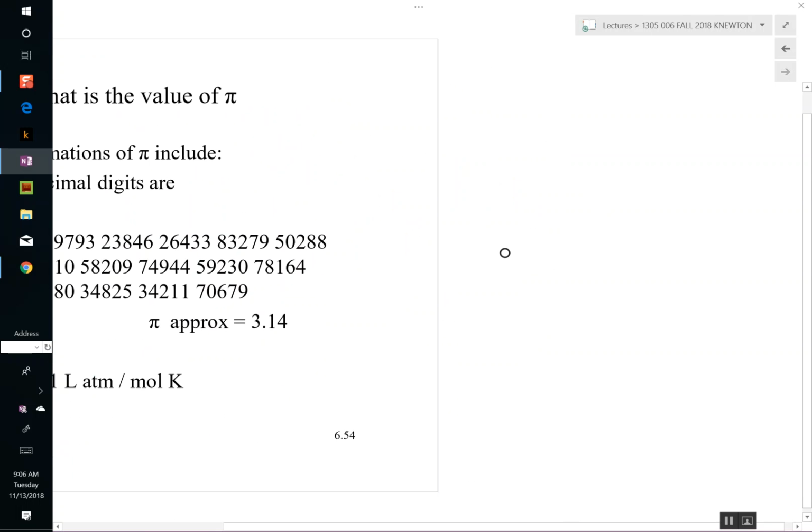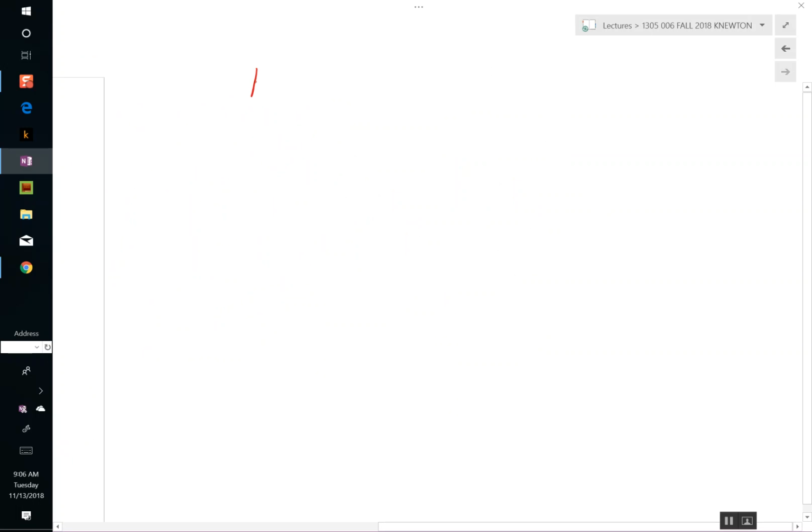So, the next unit, module 9, has to do with solutions, and an important concept we get to in 9 is concentration.